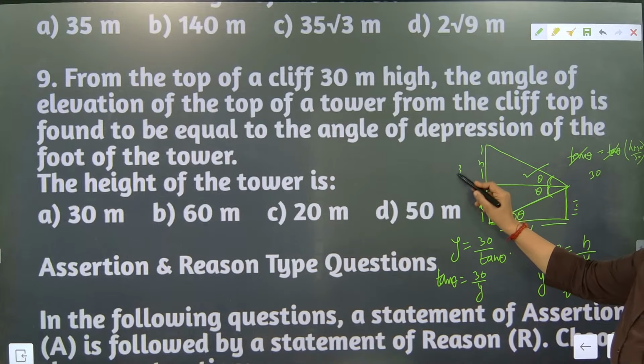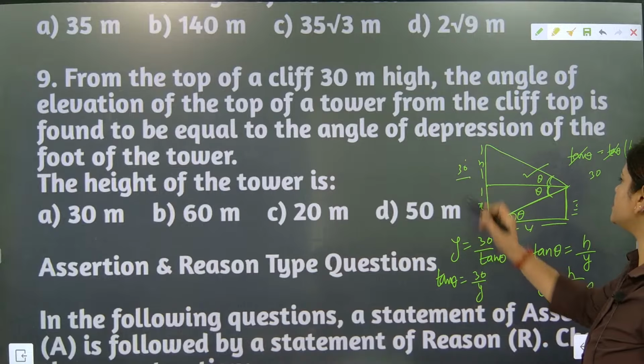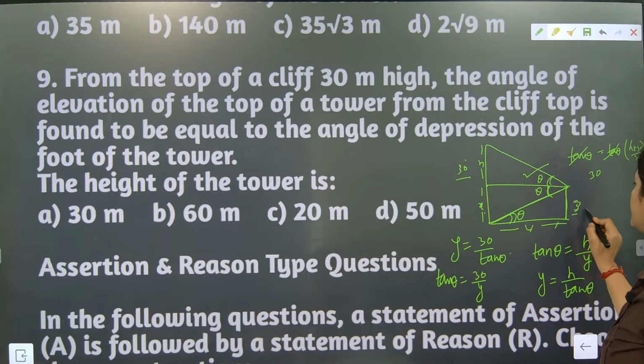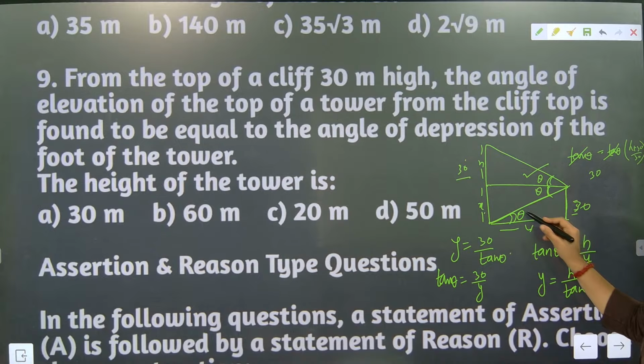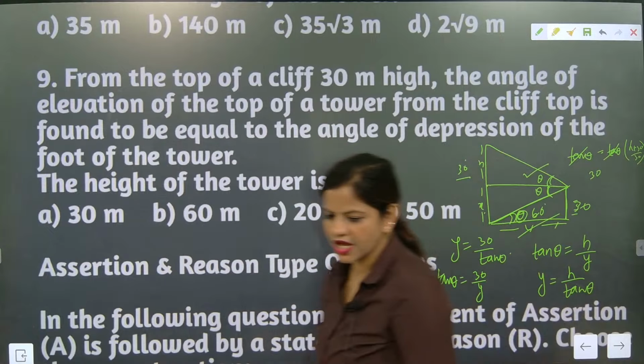Here h is 30, and 30 plus 30 is 60. So this part will come 30, then this part will come as 60 degree, and this theta will come 60 degree. Absolutely.